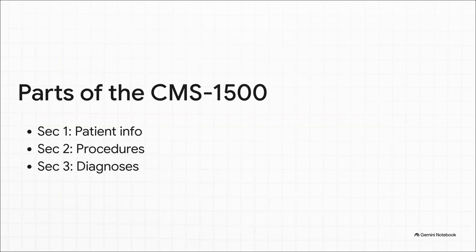You can really break the CMS 1500 down into three distinct chunks. Section 1 captures the patient's registration info, so getting those demographics and insurance details 100% accurate. Section 2 details the actual procedures performed, and Section 3 covers the diagnoses. Now, here is the secret to a clean claim. The procedures in Section 2 absolutely must be justified by the medical necessity of the diagnoses in Section 3. If a doctor orders a pricey MRI in Section 2, that diagnosis in Section 3 better explain exactly why it was medically necessary. Otherwise, bam, denied instantly.